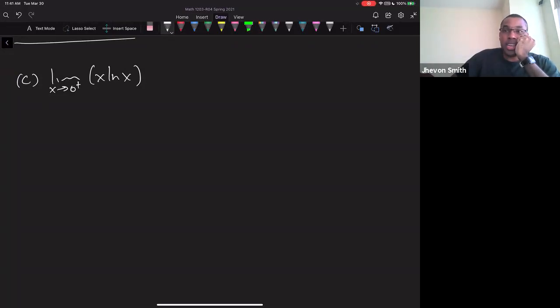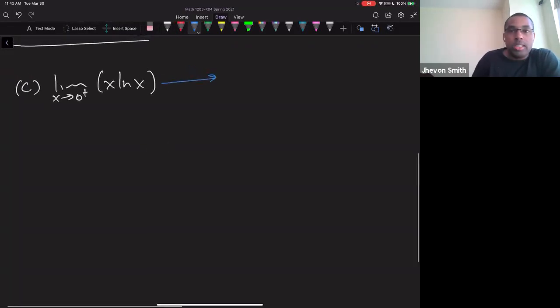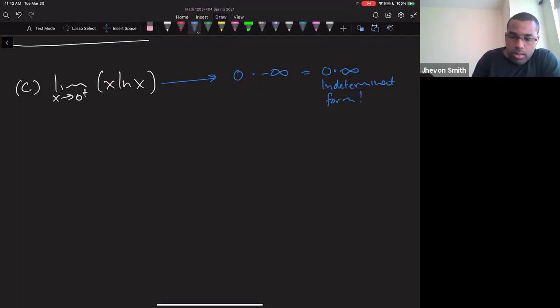notice here that technically we have an indeterminate form. If we look at what this limit is behaving like, as x approaches 0 from the right, the x would approach 0, and the ln would approach negative infinity. Right? So we have a 0 times infinity indeterminate form here. Okay, so what can we do here?